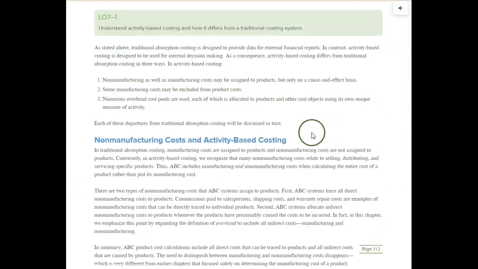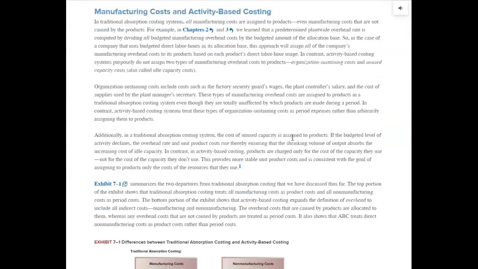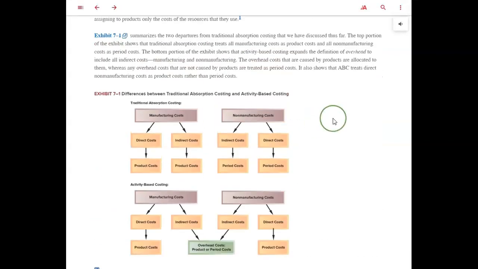Now if we scroll down a little bit, let's get down to this area. This chart shows us what we have learned before in the previous chapters under traditional absorption costing. We keep the manufacturing cost separate from the non-manufacturing cost. These are called period cost, these are called product cost, as you can see, and we attach only manufacturing cost to the cost of the products. And then we keep the non-manufacturing costs separate, and since they are period costs, they go straight to the income statement.